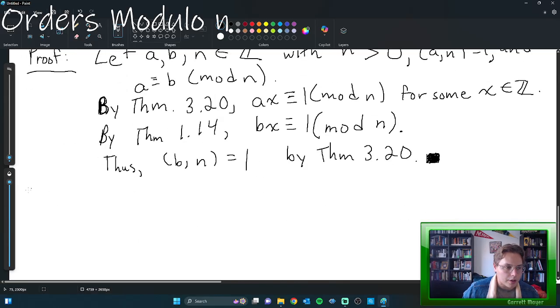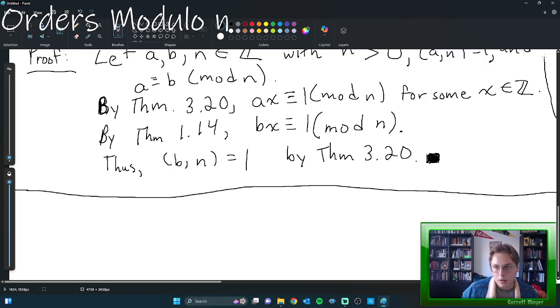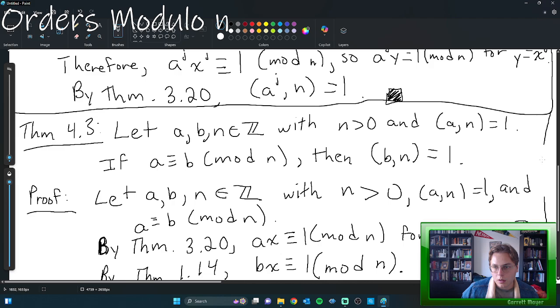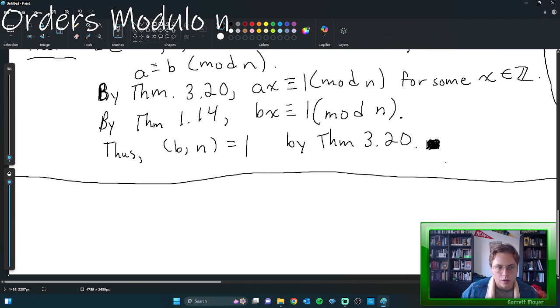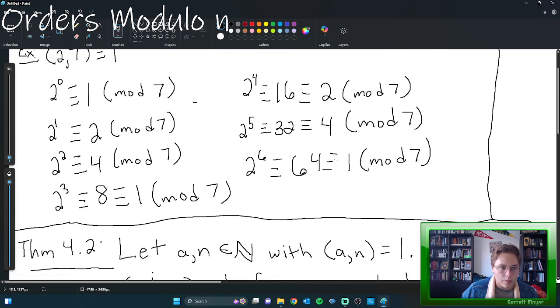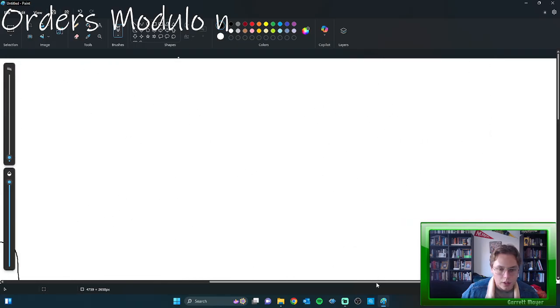Okay, so that is theorem 4.3. And then we can close that off. And there's no more room there. So what we're going to do now is move on to the next column. And then the next theorem that we're going to prove is theorem 4.4.